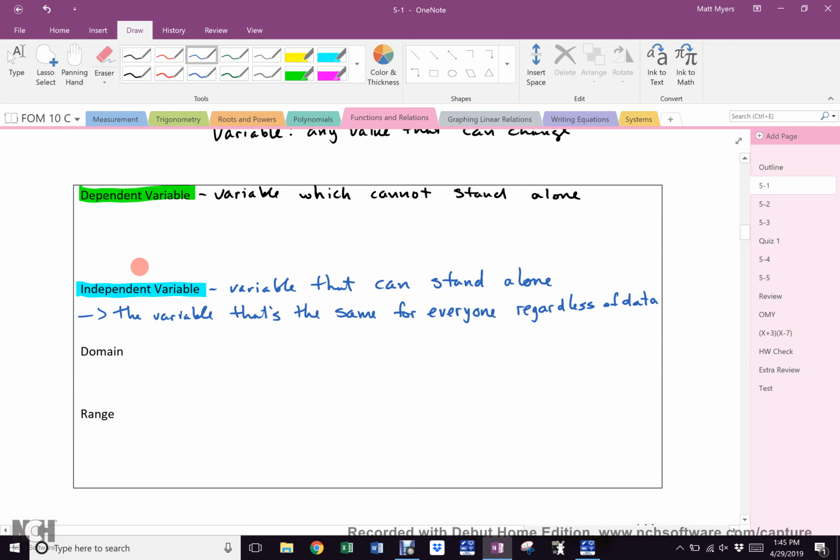Now, back to where we were. Dependent variable, independent variable. Now, the domain. I'm highlighting it in green. Why do you think I'm highlighting it in green?